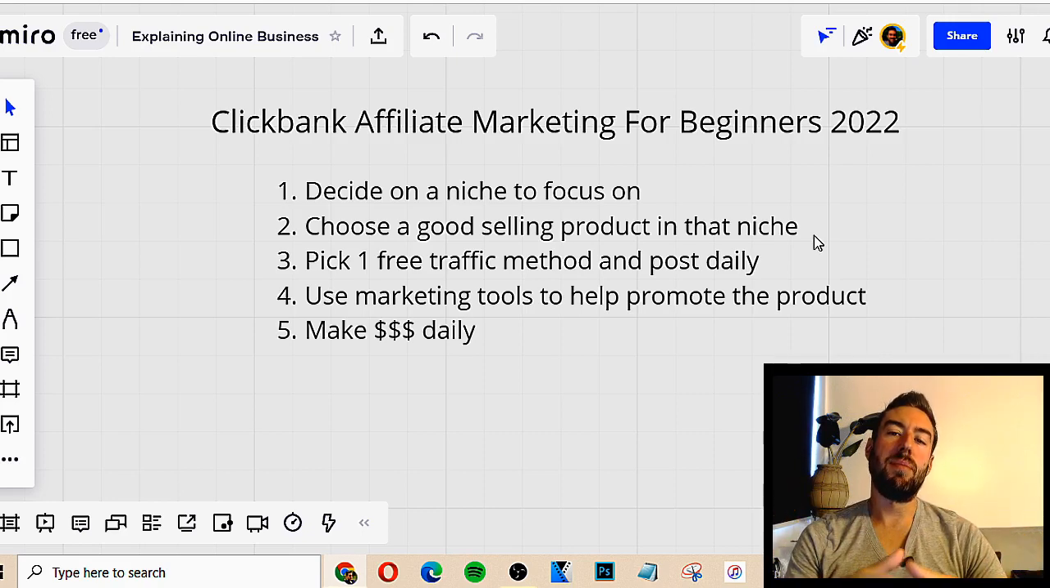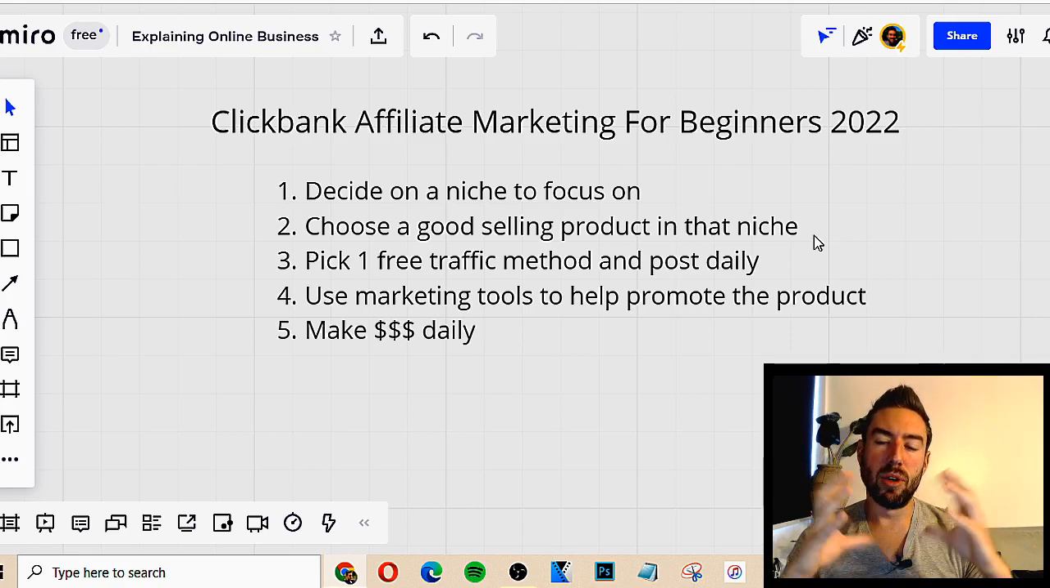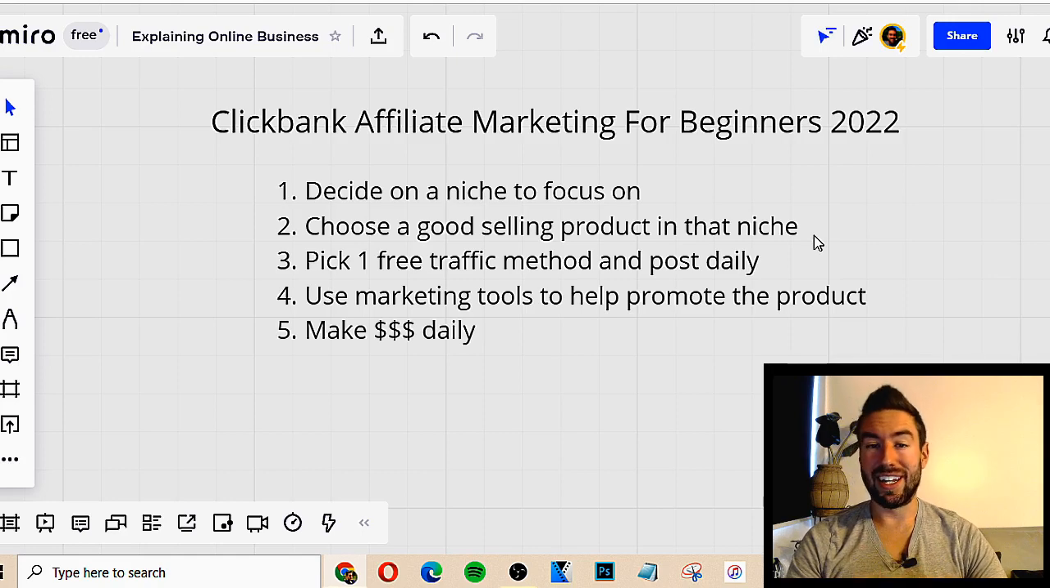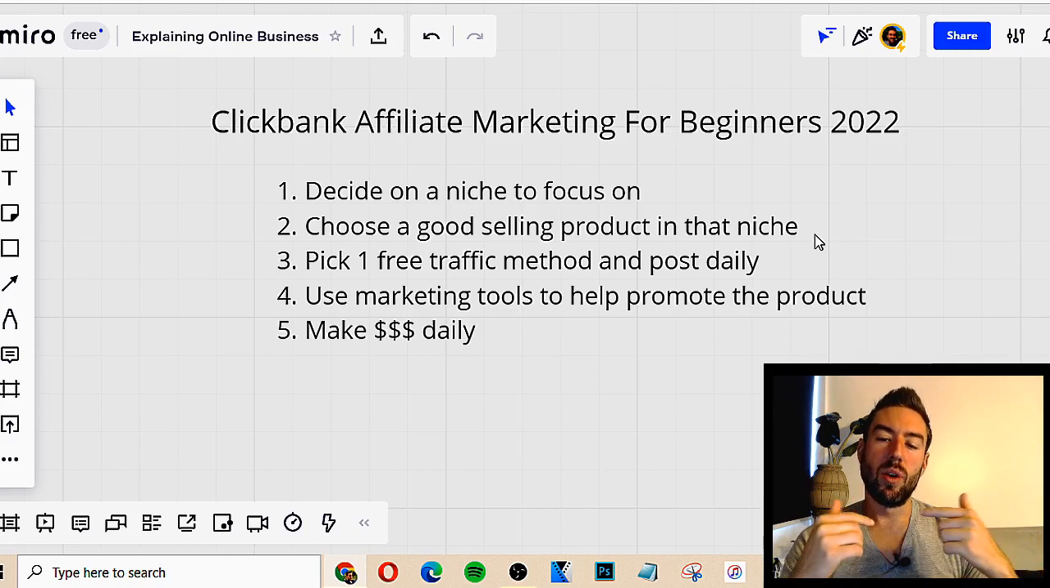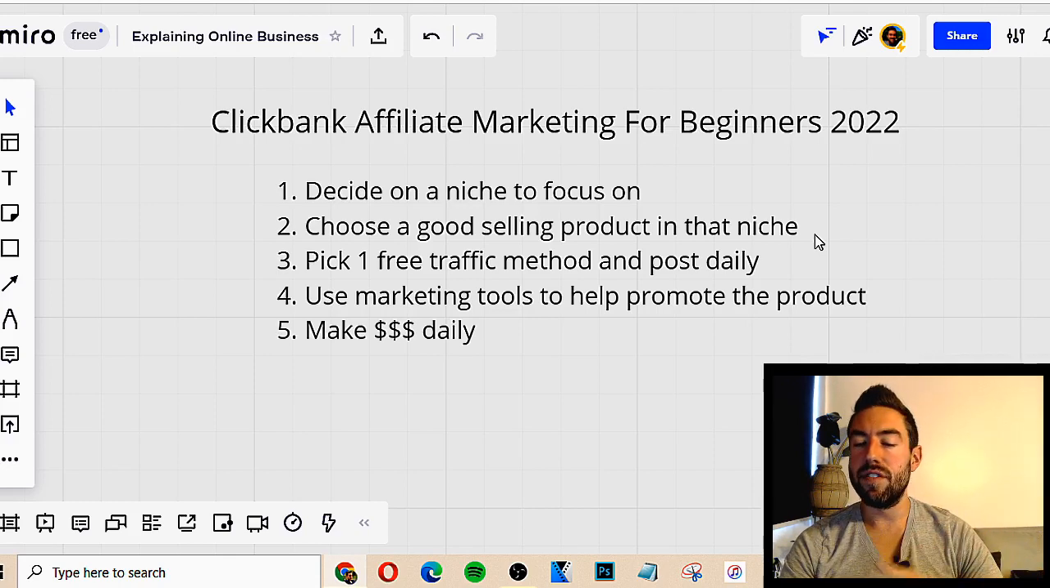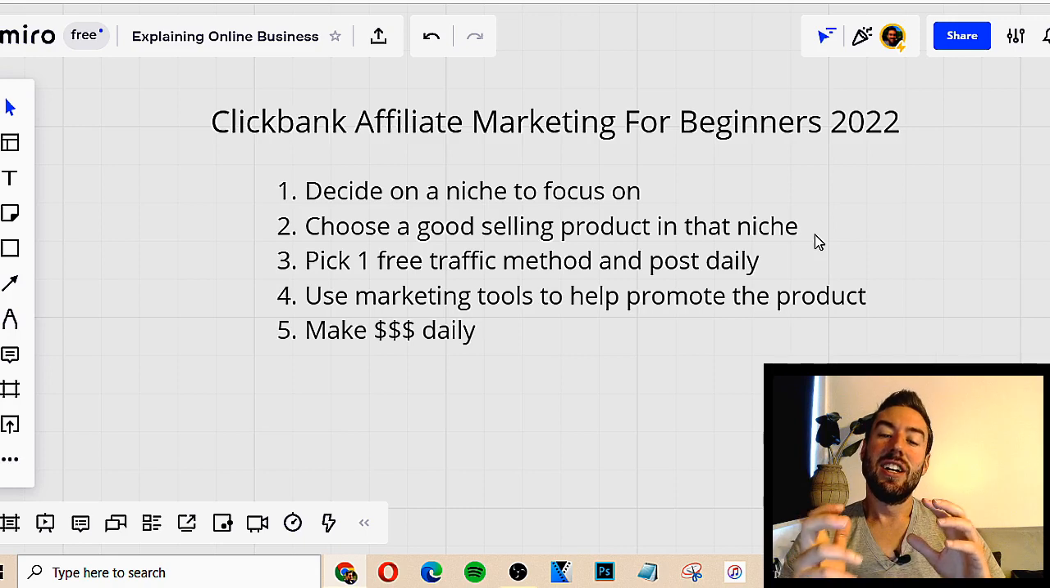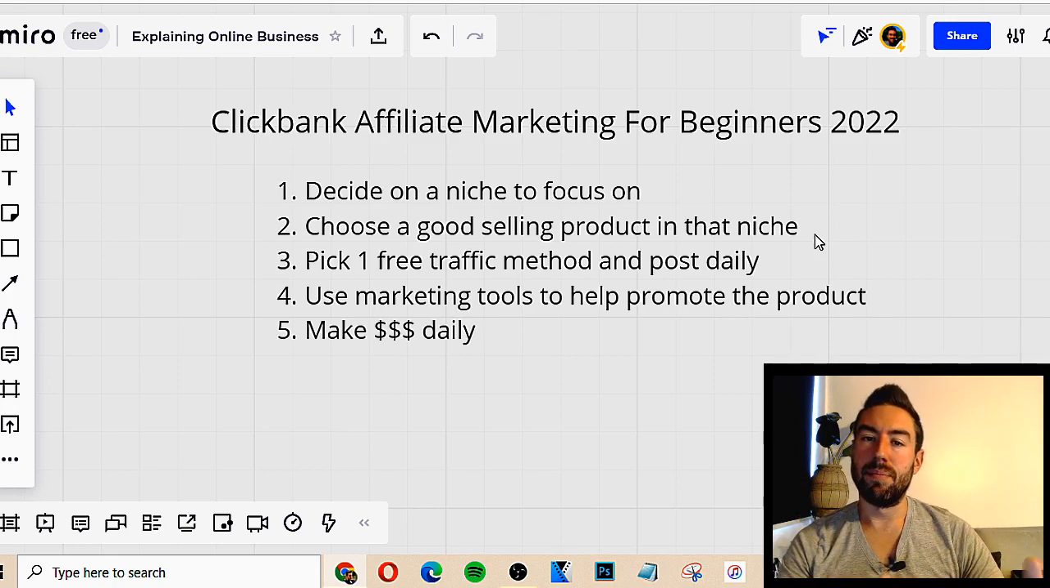Now, there's a very popular book. I believe it's called 1,000 Fans. And what this basically says is that if you can build an audience of just 1,000 people who know, like, and trust you, you'll never have to work again because you can just keep recommending products to those people and they'll just keep buying. So you want to work to build an audience. So pick one free traffic method. Like I said, usually these are social media platforms, okay?